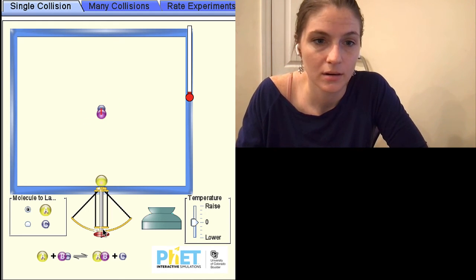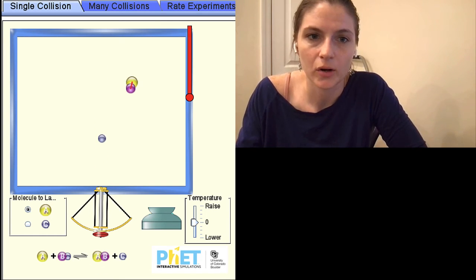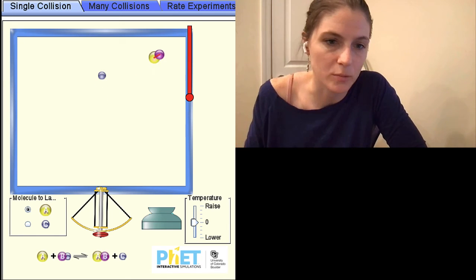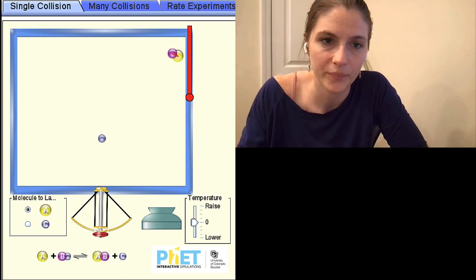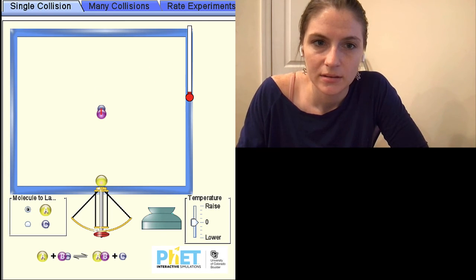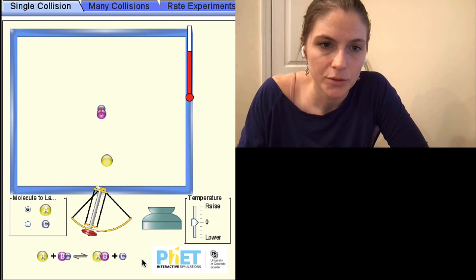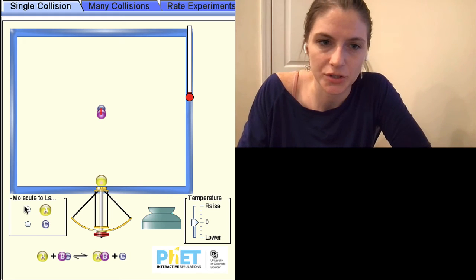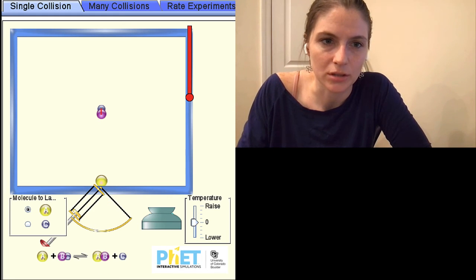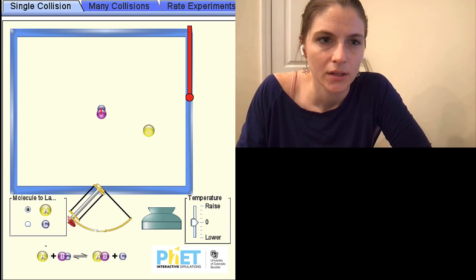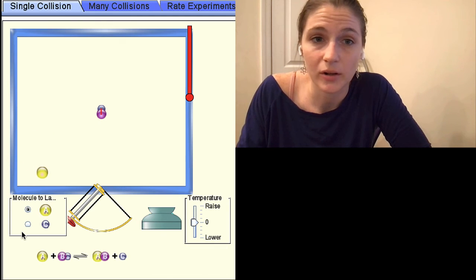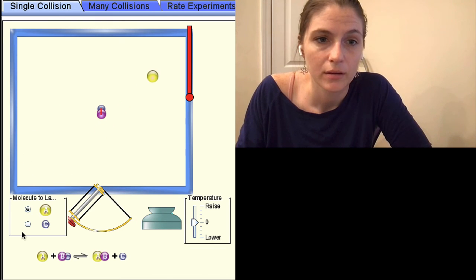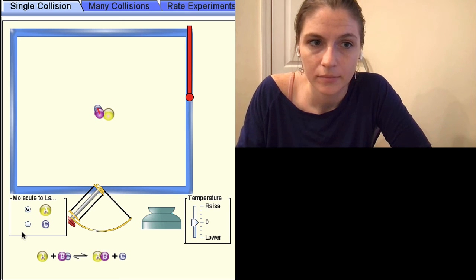Let's try it again. If I shoot it with enough speed, as we just talked about, the reaction can occur when particle A hits particle BC. It'll break the bond between B and C, allowing a bond between A and B to form. So besides temperature, we can also think about the orientation, or the position or the angle, that the particles are colliding. So I'm going to shoot at just a random angle here. And let's watch and see what happens when the particle A collides with particle BC at a different angle.